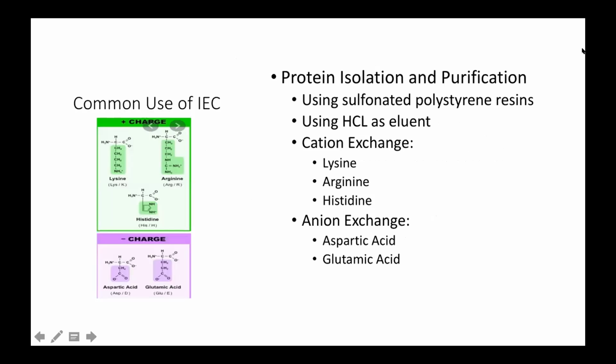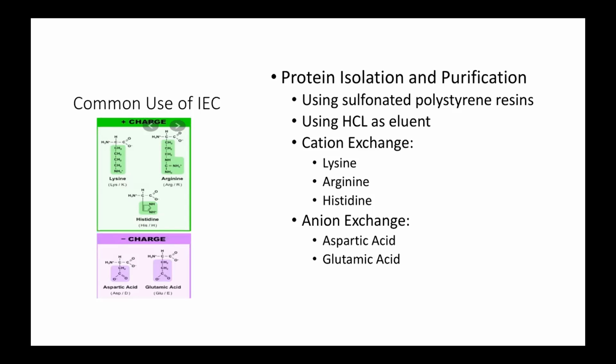One of the most common uses for this is protein isolation and purification. Like I mentioned, proteins are made up of amino acids. Some amino acids have a side chain that's positively charged, some have a side chain that's negatively charged, some no charge, and so on. A common way to isolate and purify a protein is using a sulfonated polystyrene resin and HCl as an eluent, so that it evaporates and is an easy eluent to use.